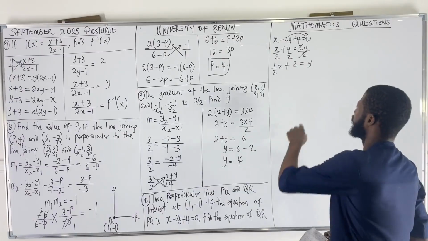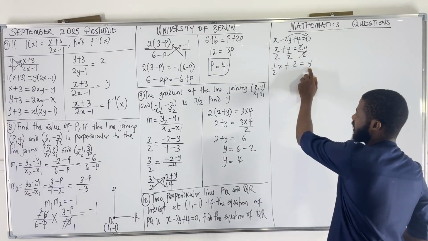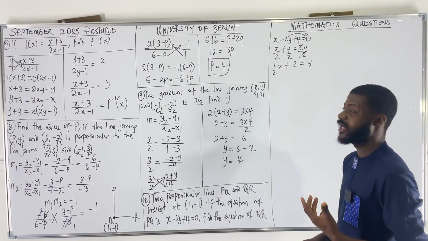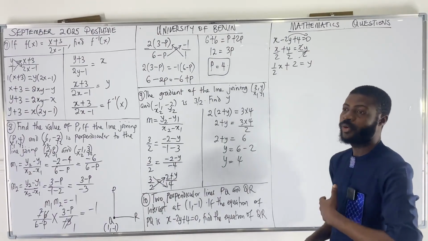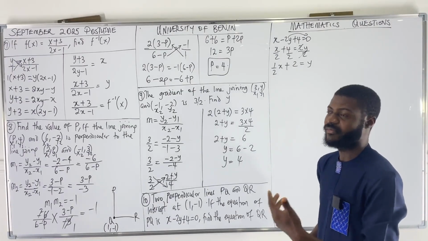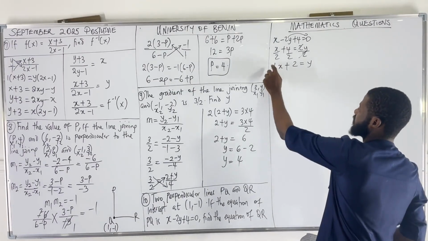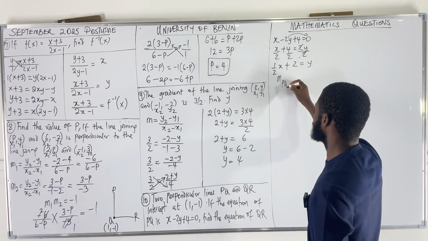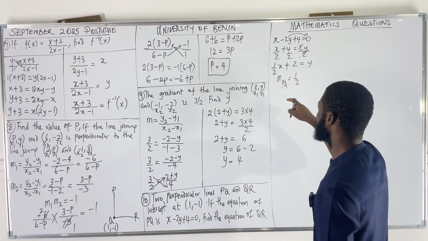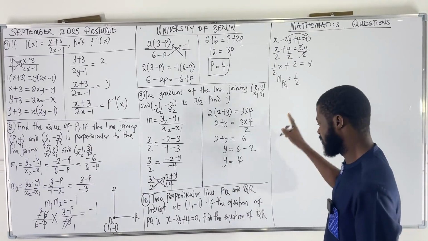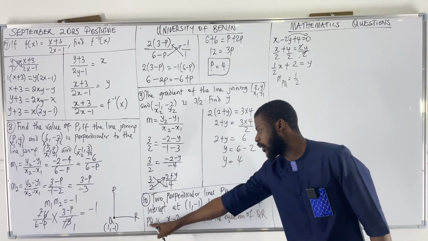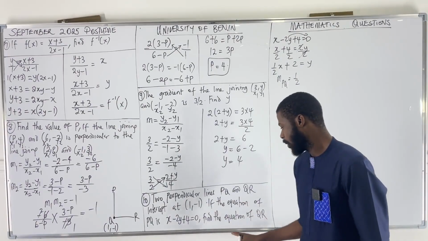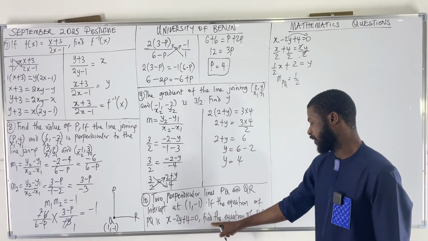Now when you are done with making y the subject, anything attached to x is the gradient. Or you can say that the coefficient of x is the gradient. The coefficient of x here is 1 over 2. So this means MPQ is equal to 1 over 2. Now why did I put MPQ? I put MPQ because this is the equation of what? PQ. But I'm asked to find the equation of what?